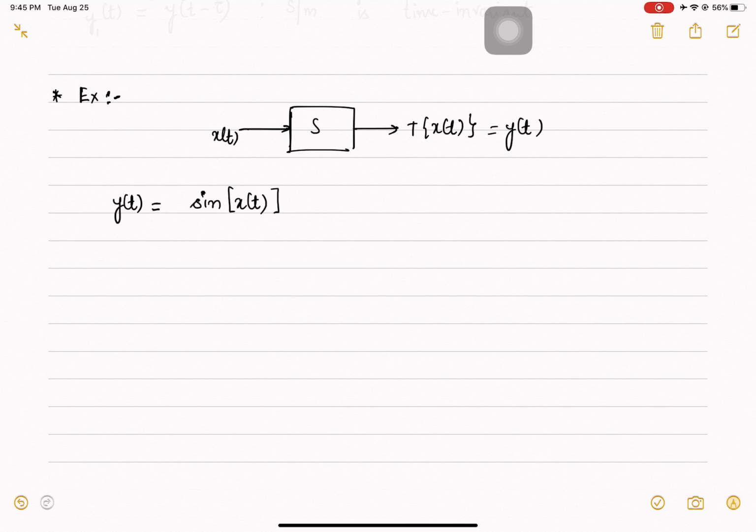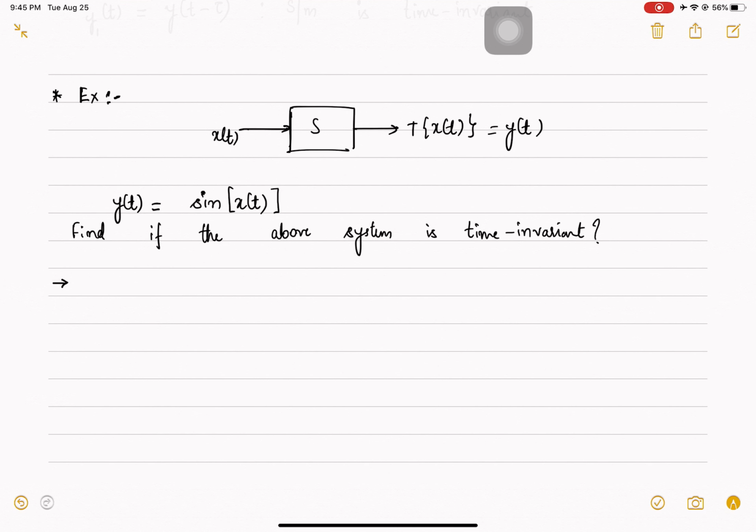Your problem is to find if the above system is time invariant or time variant. This is your job, or the problem at hand.